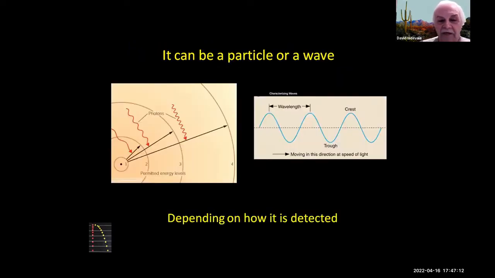So light can be a particle or a wave. On the left side, we see depictions of photons, which occur because of transitions within the atomic structure, and a wave phenomena usually depicted by a sinusoidal wave having a wavelength and moving in a particular direction. However, depending on how you want to detect it will depend upon whether you have a wave or a particle phenomena.